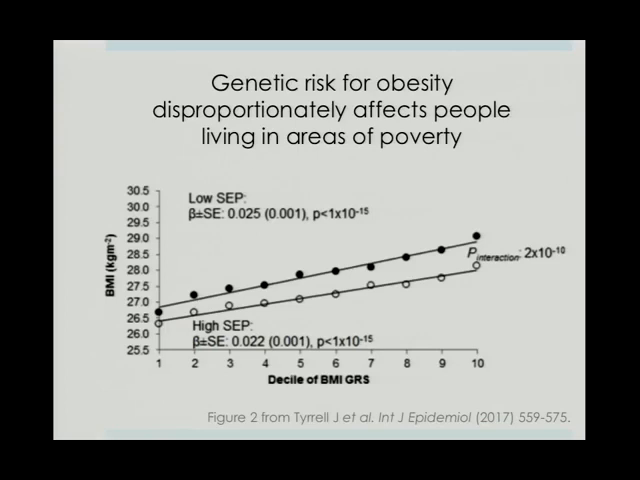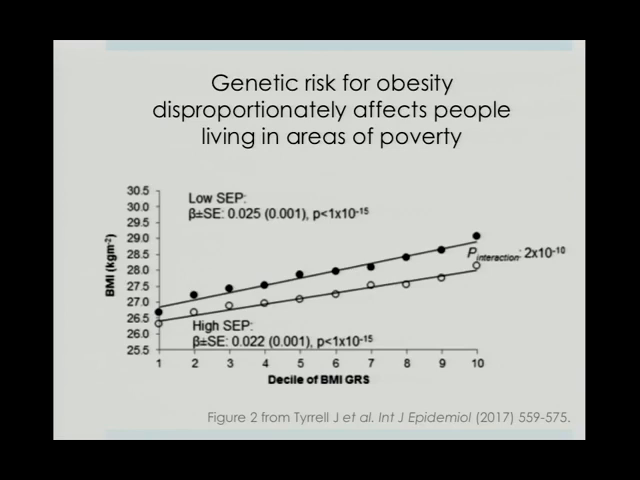So the next study I want to tell you about shows that genetic risk for obesity disproportionately affects people living in areas of poverty. So this study was also really interesting. Along the x-axis here is a genetic risk score for higher BMI, where people with a score of 10 have a collection of genetic variants with the highest risk for obesity. And the people with a score of 1 have a collection of genetic variants with the lowest risk for obesity.